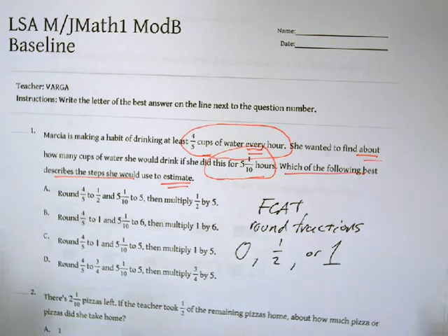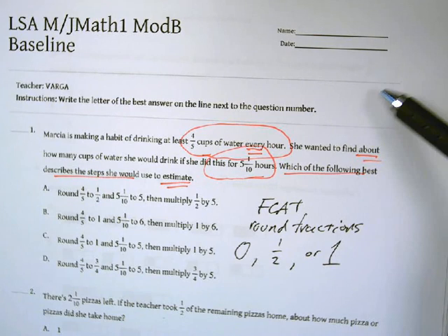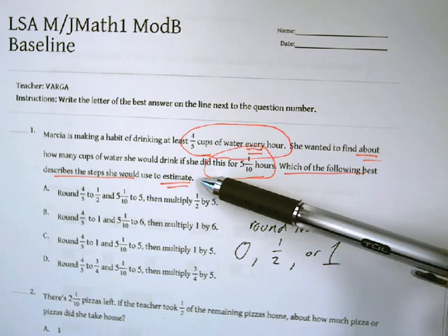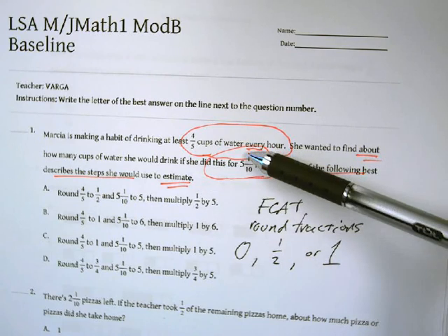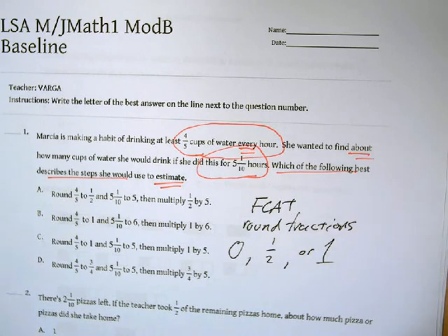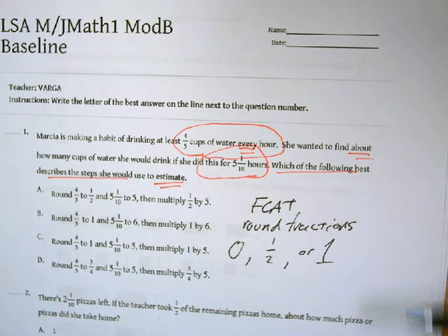Okay, so we need to talk about estimating in all the classes, so I thought I'd put a quick video together. I already went through this problem, and I double underlined my keywords here. Every, estimate, about. Estimate and about are the same thing. They're telling us we need to estimate in this problem. Which of the following best describes the steps she would use to estimate?